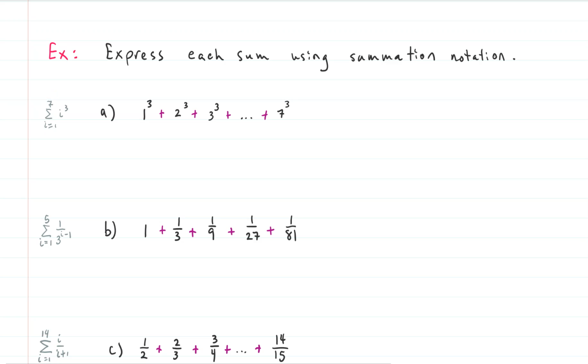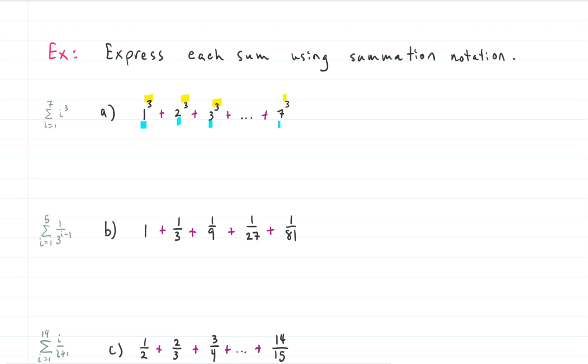Here we have 1 cubed, 2 cubed, 3 cubed, and we can see that continues. That means we have 4 cubed, 5 cubed, 6 cubed, and then we end with 7 cubed. All of these things, so what stays the same? Well, in all of these, we have a cube. So that stays the same. What is it that changes as we go from term to term? The base goes from 1 to 2 to 3 to 4 to 5 to 6 up to 7.